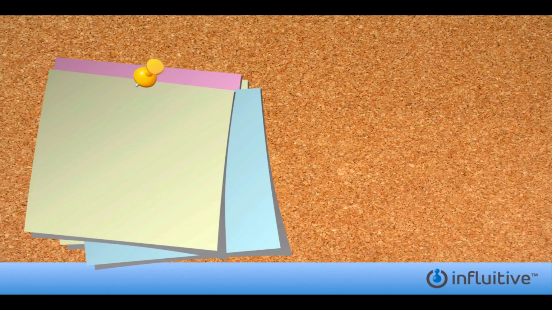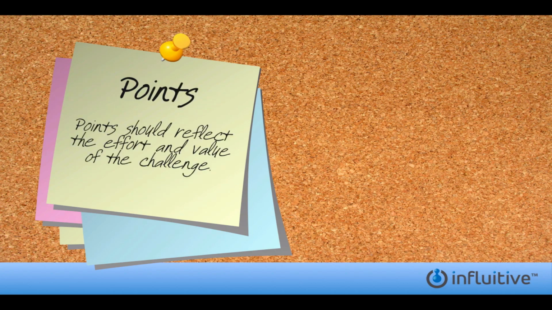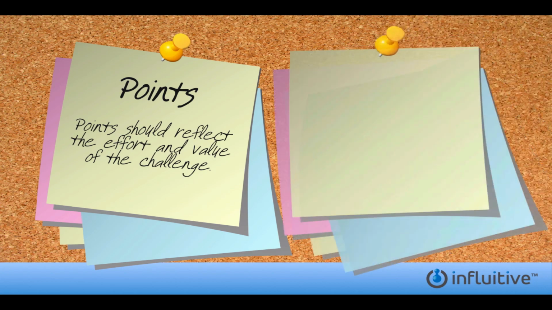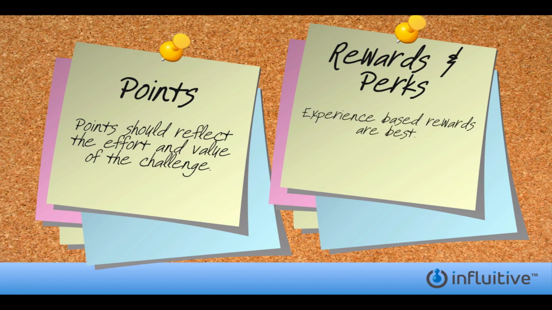Think through your point structure and make sure the points given reflect the effort and intrinsic value of the challenge. Create rewards that are experience-based and align with the goals of your advocates. You don't need to figure out all your rewards and perks right away. It's a good idea to ask your advocates what they'd like as a reward so you can build up the catalog as time goes on.